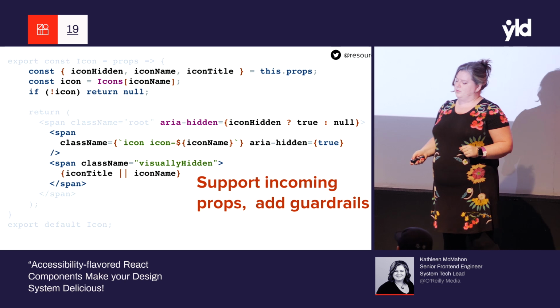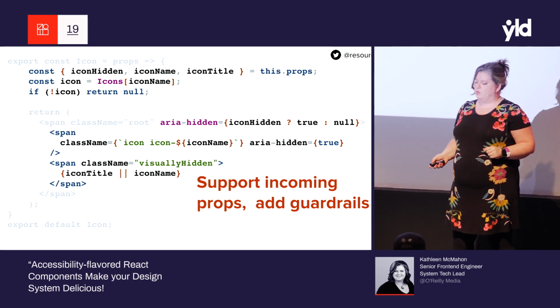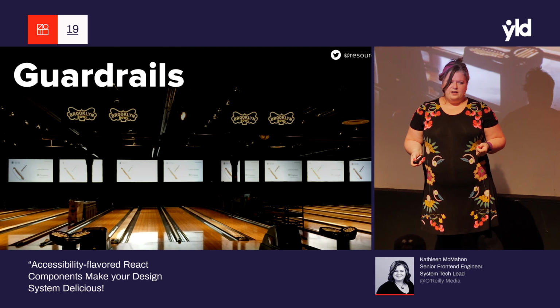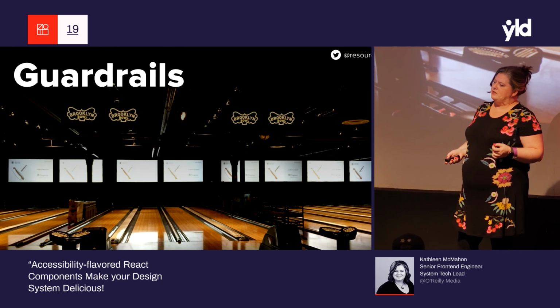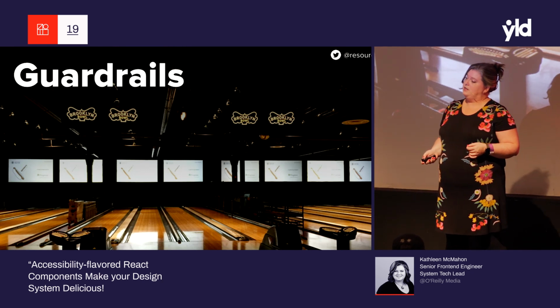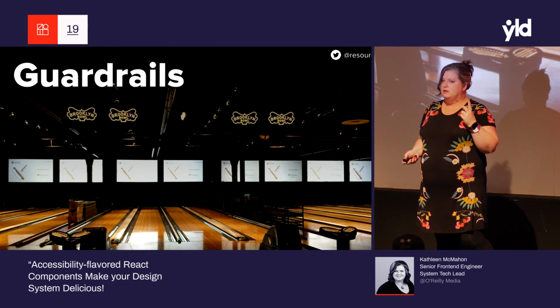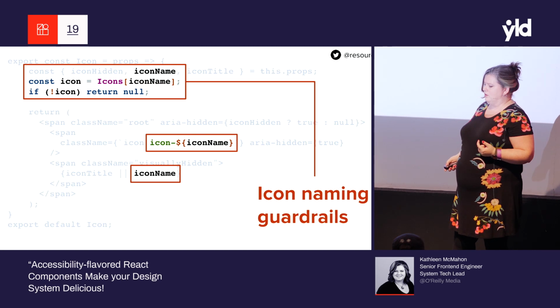So let's make this component more flexible, because right now it's pretty static. We are going to add in some prop support. We're going to support icon hidden, name, title, props, and we're going to add some guardrails here. It is very important to create guardrails for your components so you can make sure that your developers are always using the accessibility features that you have built in for them. For our icon component, we have added 3 guardrails.